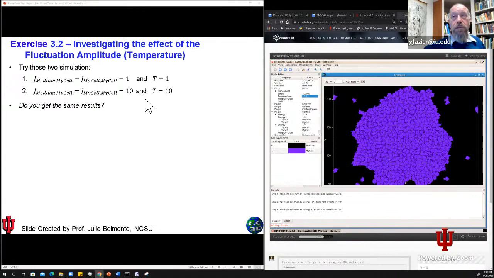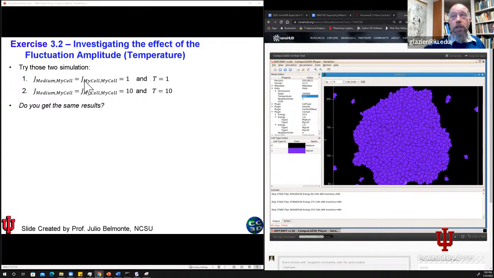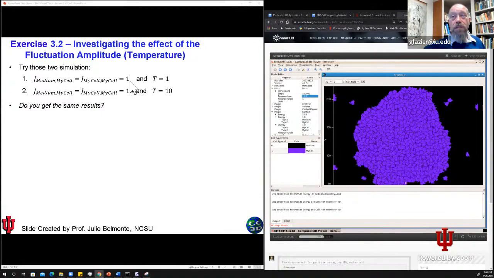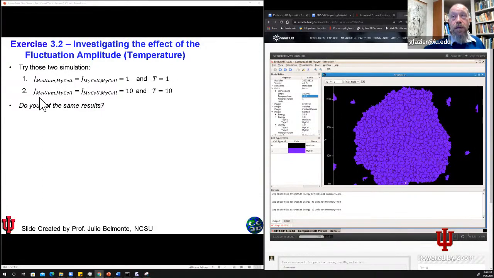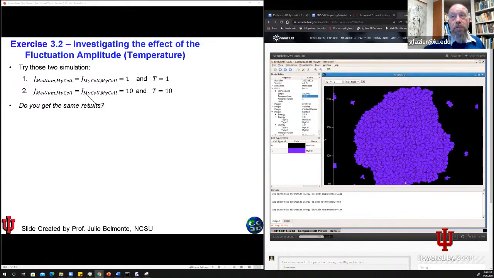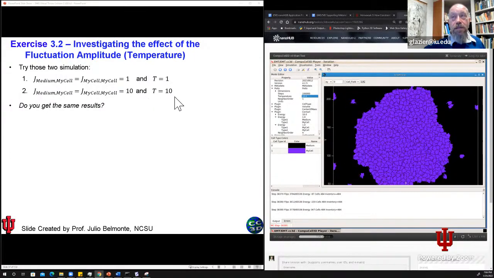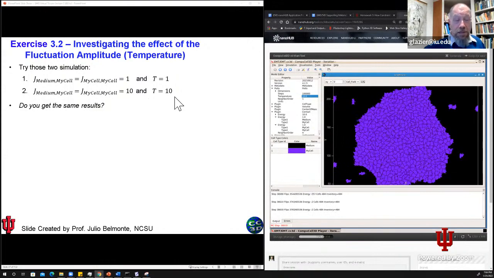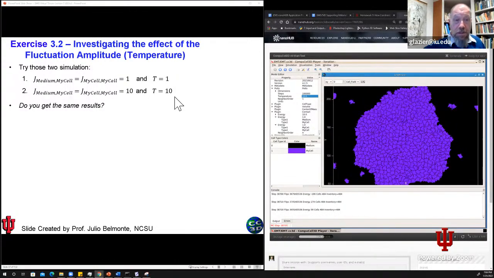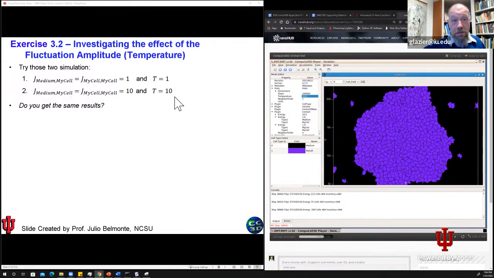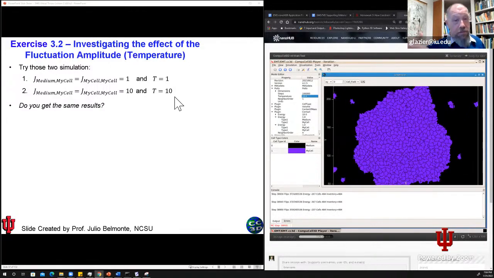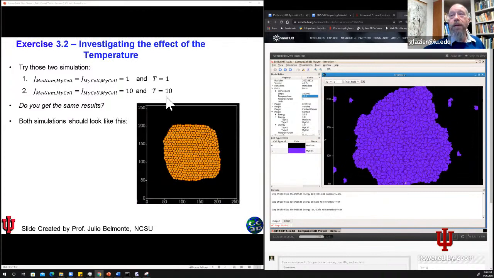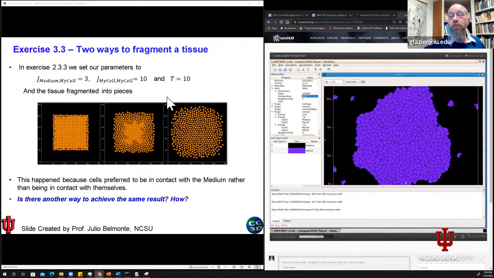So the answer here was, if I make J medium-cell, J cell-cell 1 and temperature 1, and J medium-cell, J cell-cell 10 and temperature 10, do I get the same result? What was the answer? I showed you the answer. What was it that you do? So you can rescale everything by 10. Yeah. Okay.